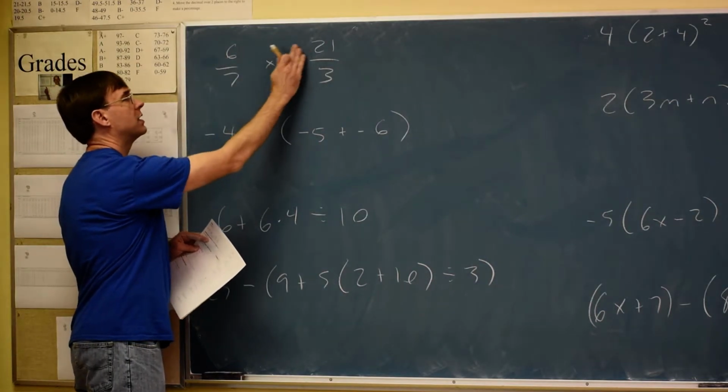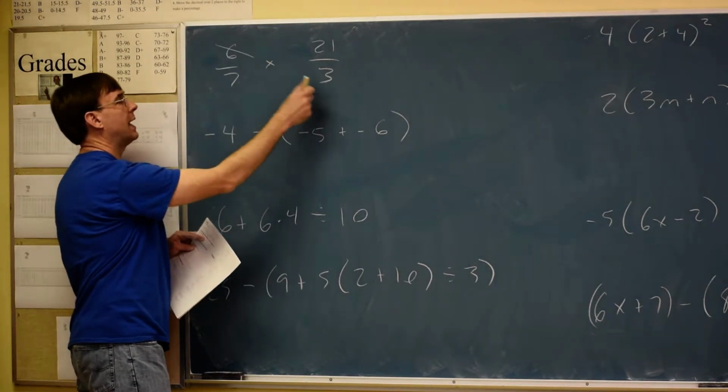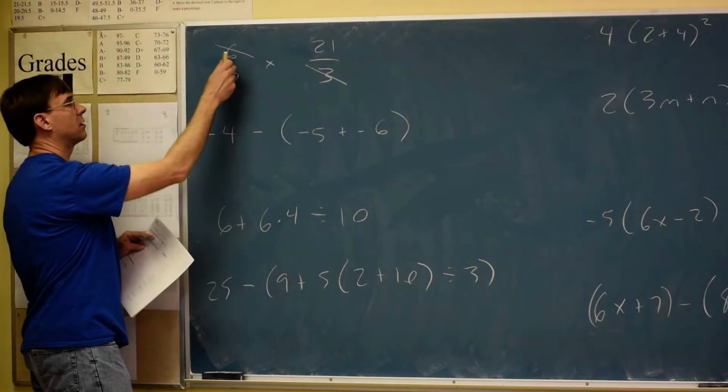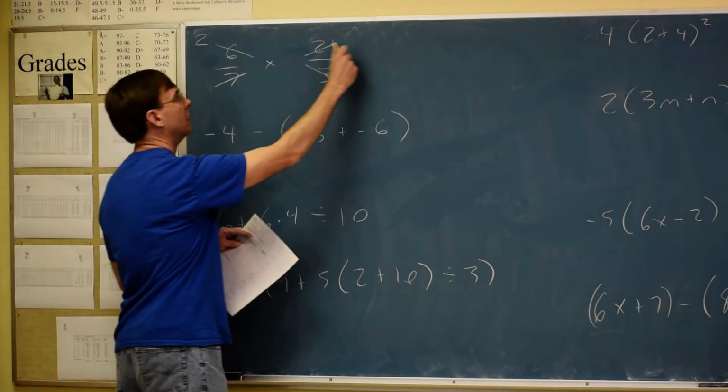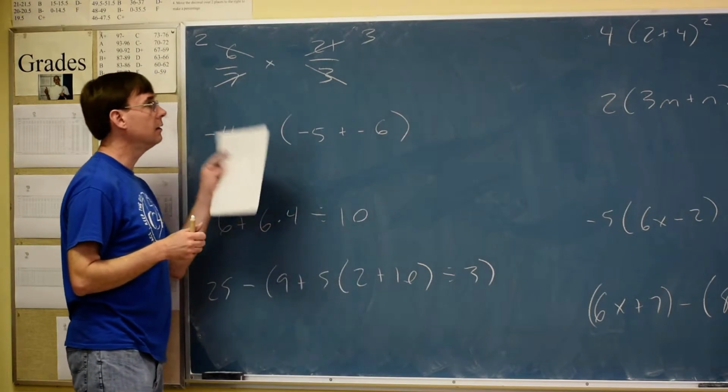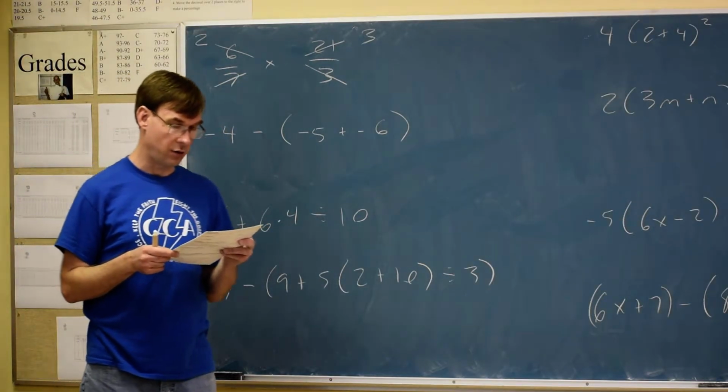2 negatives makes a positive answer. Canceling is, again, I think best. 3 and 6 leaves 2. 7 and 21 leaves 3. Multiply across, grand total there is 6.